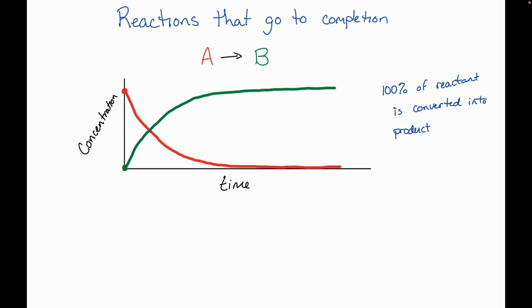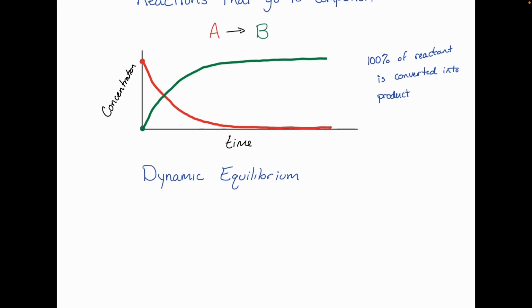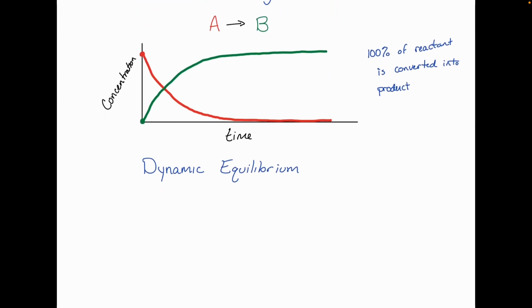So there are some reactions that go to what we call a dynamic equilibrium. For a dynamic equilibrium, we would represent that instead of using this one-sided arrow right here, we actually use this double-headed arrow. So now A is in equilibrium with B.